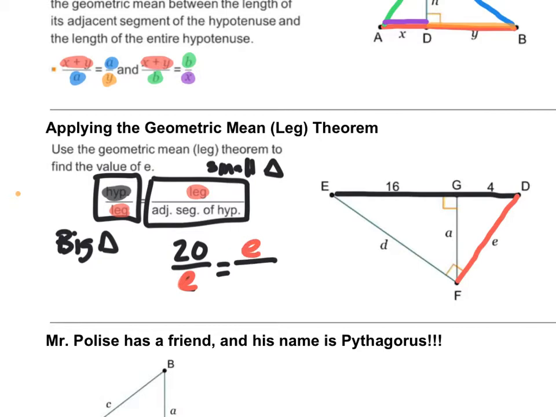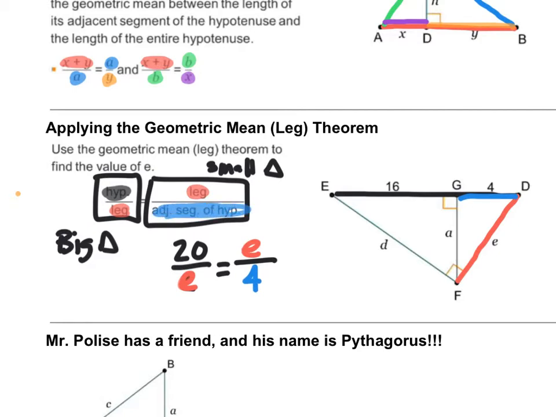So now here's what you have to figure out. I had the big triangle. This is my hypotenuse. This is my smaller leg. Now, when I look at the small triangle, here's my hypotenuse, here's my smaller leg. So we have to realize that this is the small leg of the big triangle, and this is the small leg of the small triangle, so this number down here is going to be 4, and that's the adjacent segment of the hypotenuse.